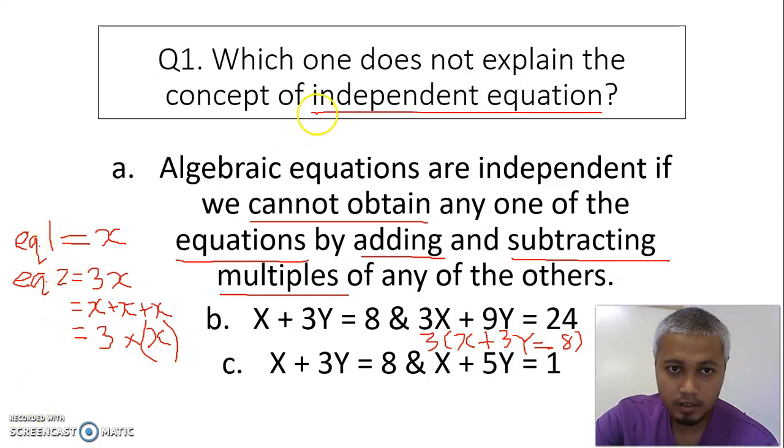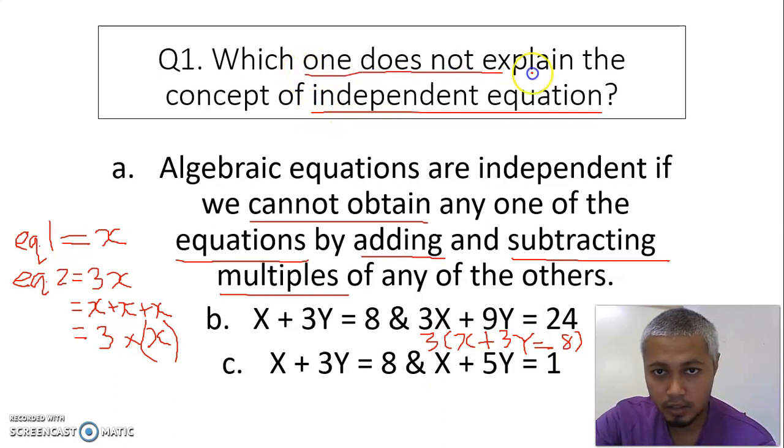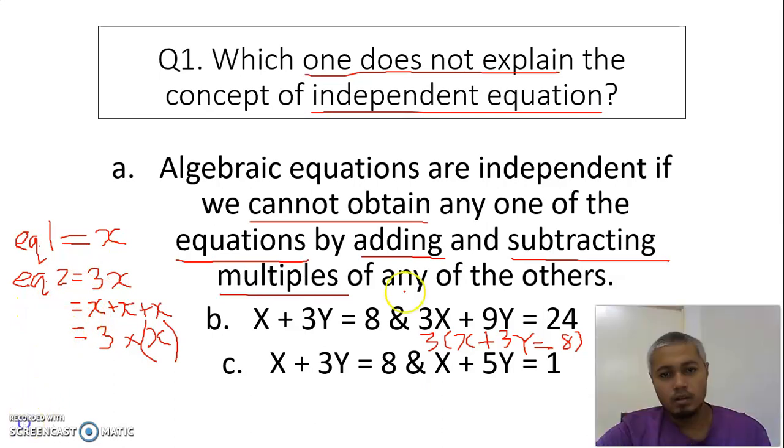The question is asking about which one does not explain the independent equation. So later on, if we find something that can be related like this, or in other words, they are dependent to each other, so that will be the answer. Now let's look at the second option.